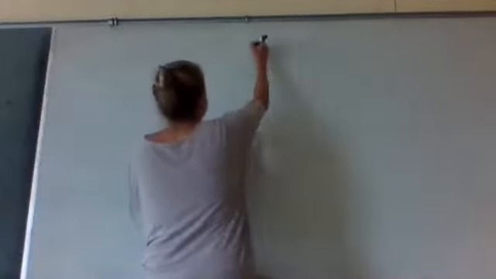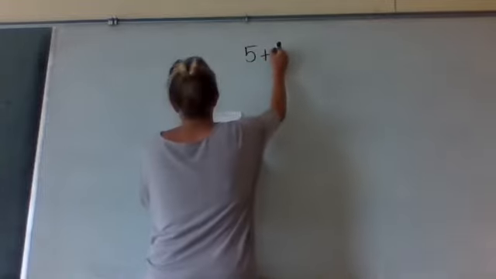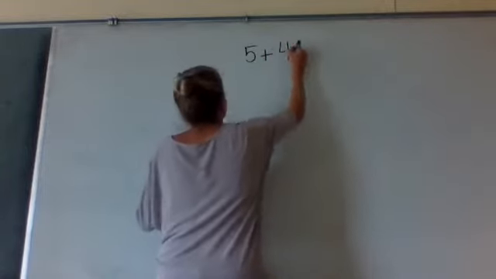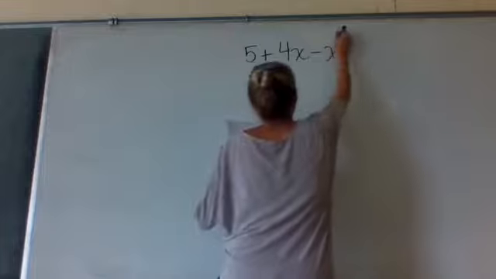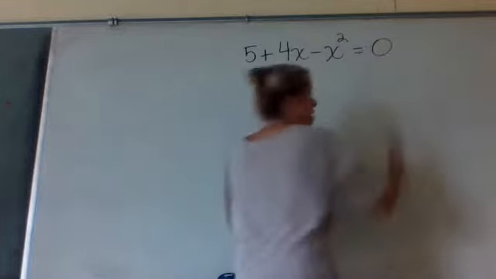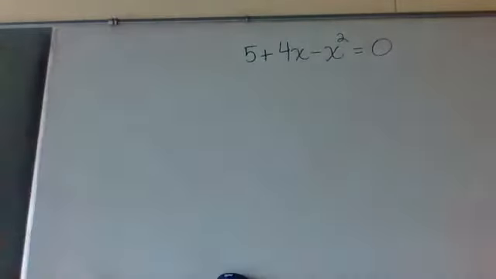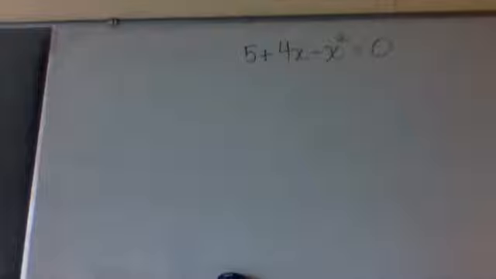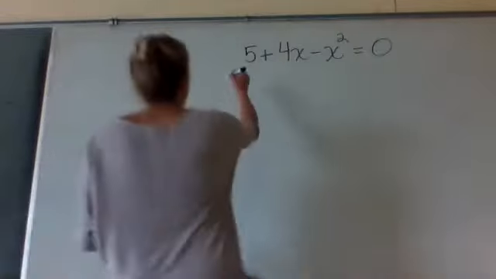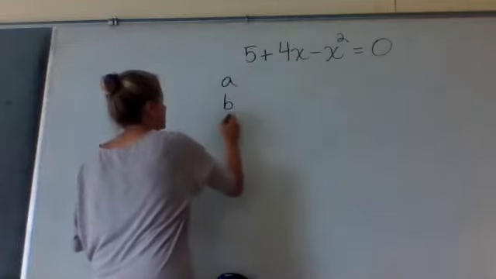So this time, I have 5 plus 4x minus x squared equals 0. So let's find the solutions using the quad program. Be careful here. Remember, when you're using the quad program, it's going to ask you what your A, B, and C are.